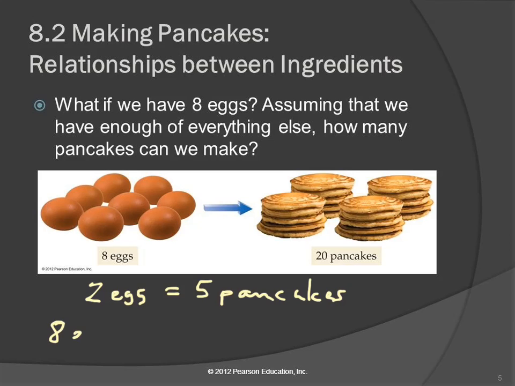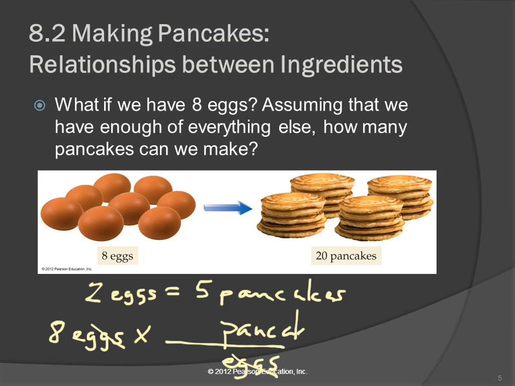So 8 eggs, we can use dimensional analysis and figure this out. We want to divide by eggs because that's the unit we want to go away, and we want to multiply by pancakes. And the relationship is 5 pancakes for every 2 eggs. See that? So now we've got 8 times 5 is 40 divided by 2 is 20. 20 pancakes.